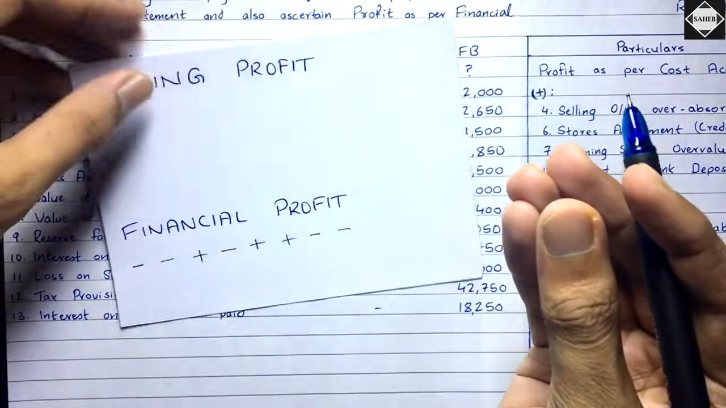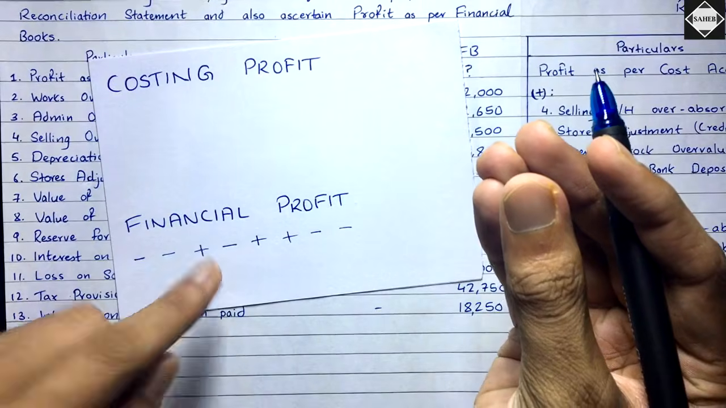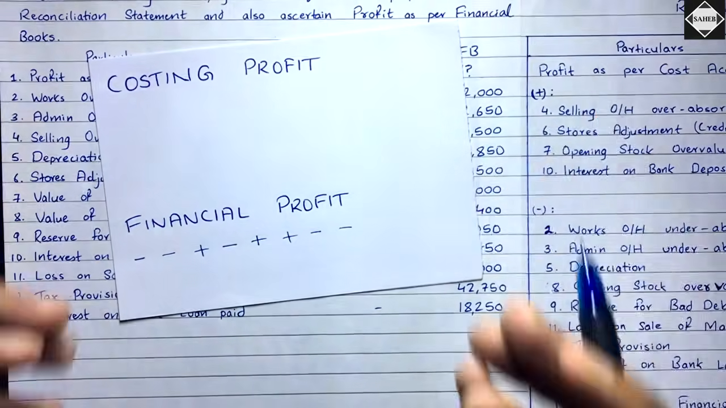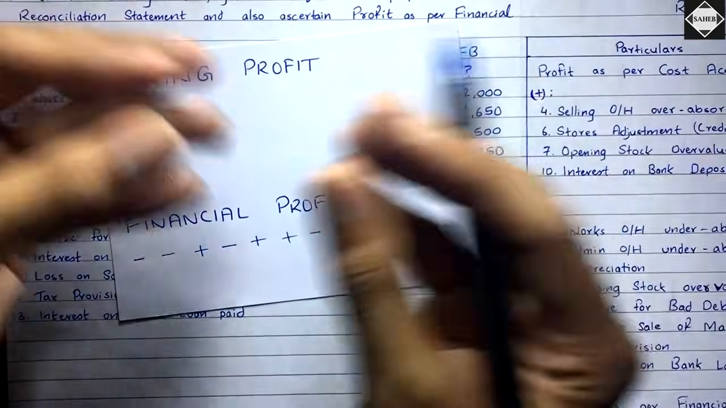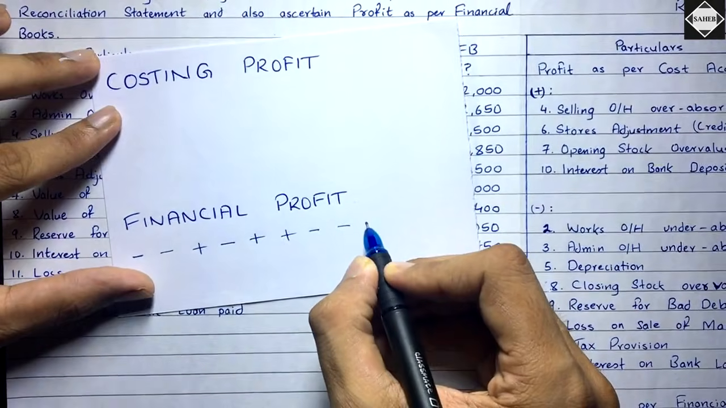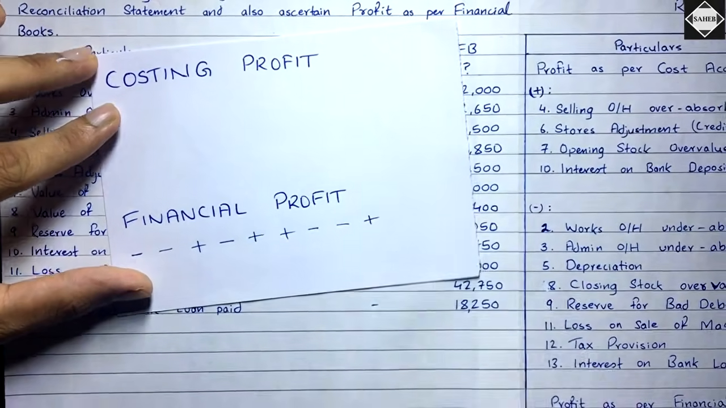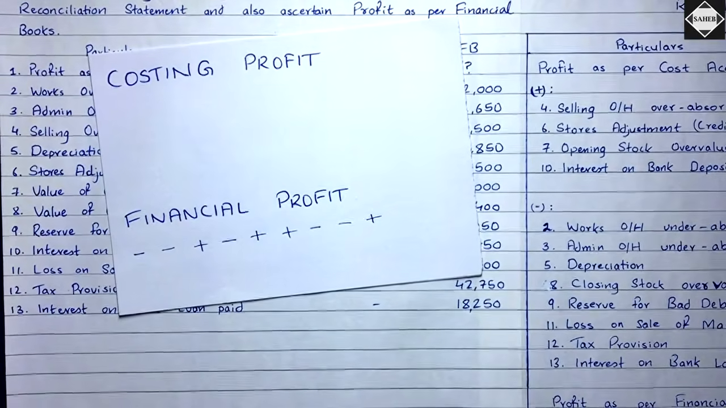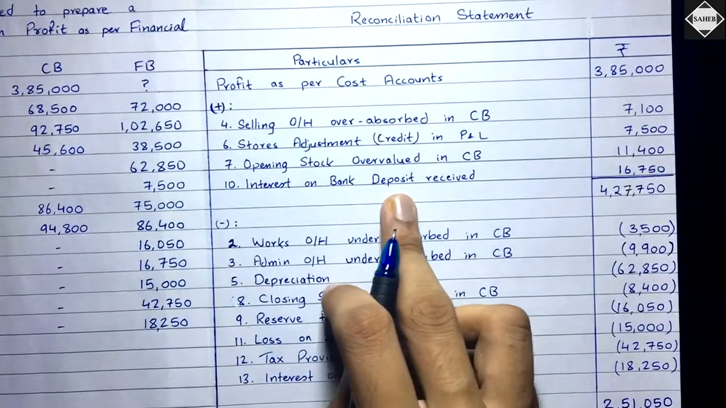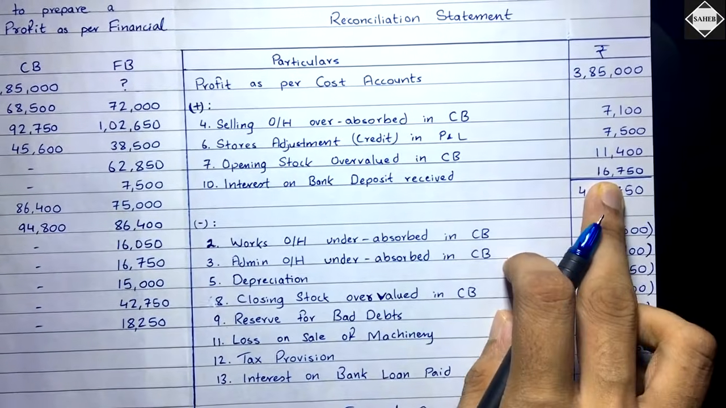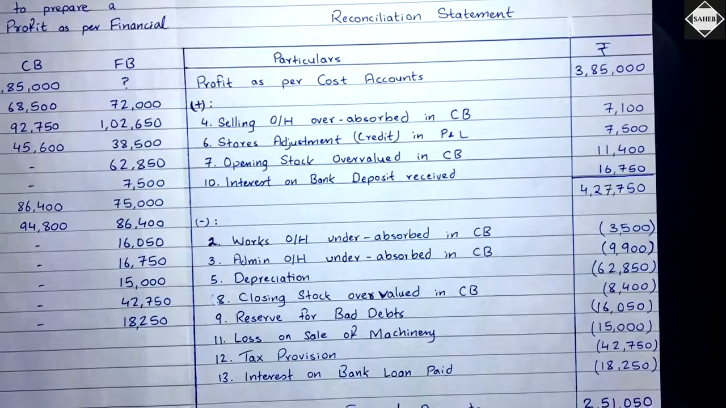So what will be the effect on financial profit? The financial profit will also be more. Income more, financial profit more. Positive relation. So a positive effect will be there on your financial profit. That's why you have to add this transaction. See here, interest on bank deposit received, 16,750. Is that okay?